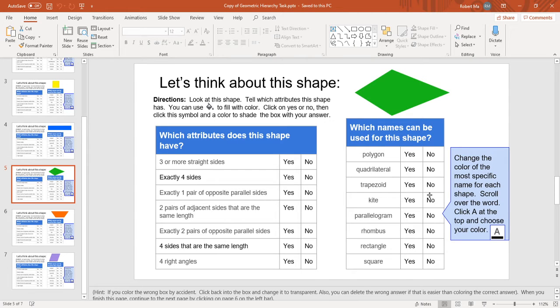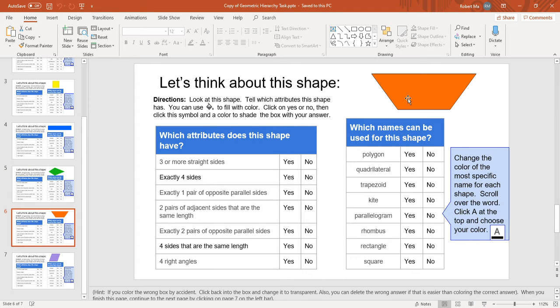It is not a trapezoid because it does not have exactly 1 pair of opposite parallel sides. It is a kite because it has 2 pairs of adjacent sides that are the same length. It's not a parallelogram, no parallel sides. It's not a rhombus because not all 4 sides are the same. It's not a rectangle because it doesn't have 90 degrees. And it's not a square because it also doesn't have 90 degrees and the side lengths are not the same. So this is a kite, a quadrilateral, and a polygon. Nothing else.